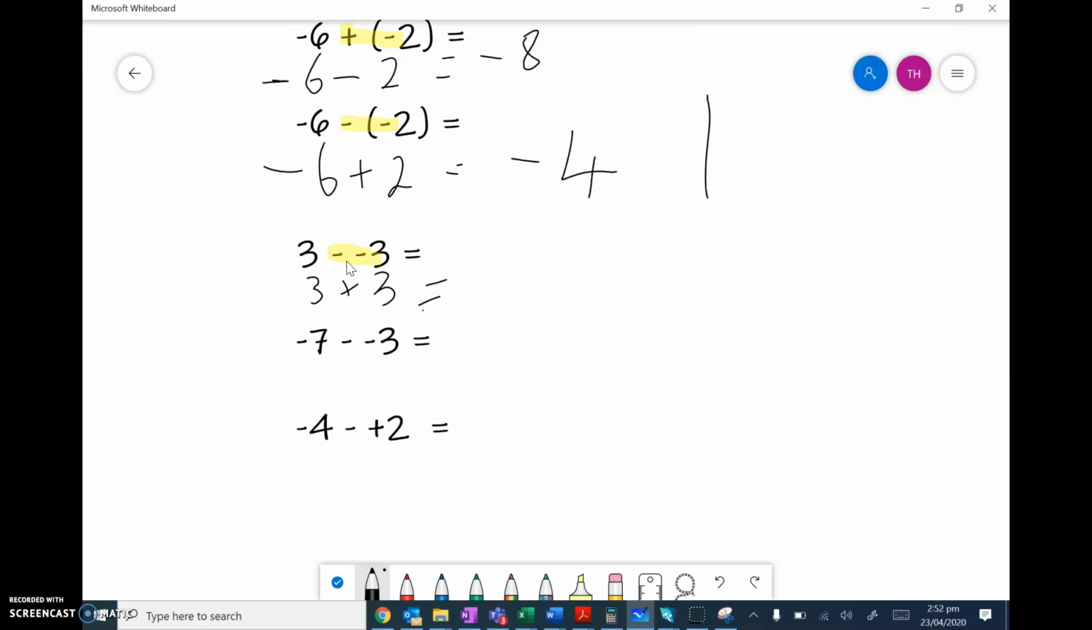So that becomes 6. Once I've gotten rid of the fact that there's two signs next to each other, it becomes an easy problem, because 3 plus 3 becomes 6. Again here, as soon as I change my double negative to a plus, it makes the problem way easier. So negative 7 plus 3. You should always write out this step.